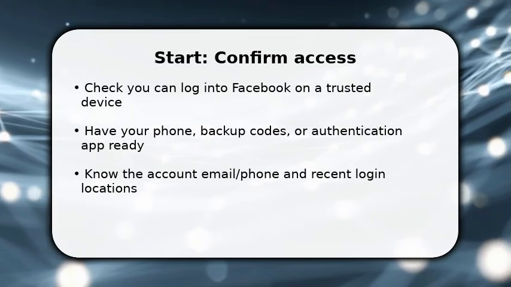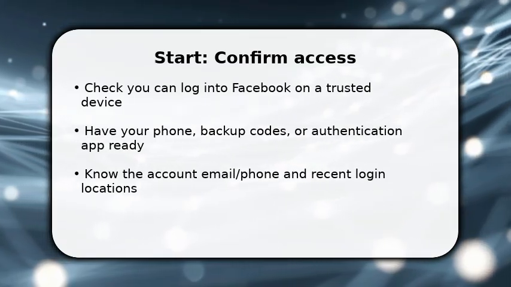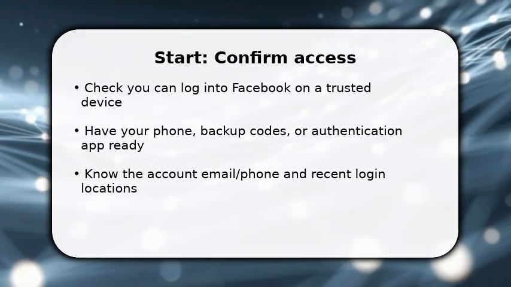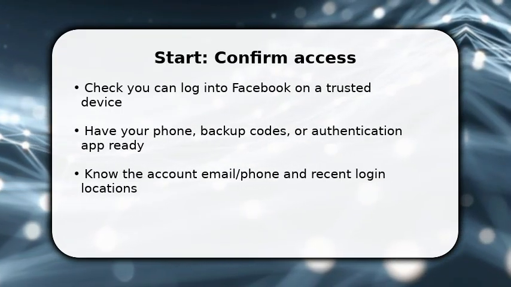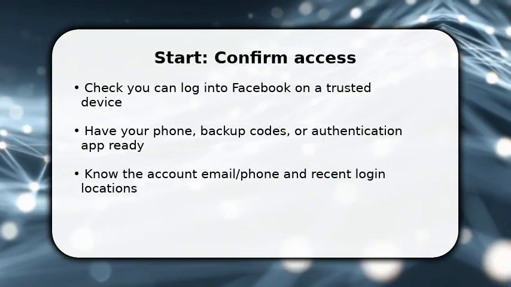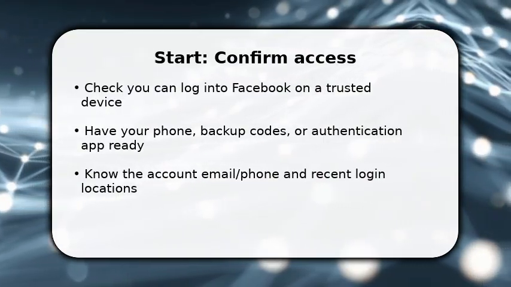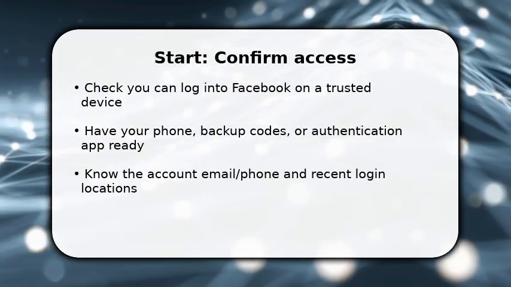Enjoy the video. You're starting by confirming basic access. Log in on a device you trust so Facebook recognizes it. Once logged in, go straight to Settings, Security and Login to find two-factor authentication. Make sure your phone number and email are current because Facebook will send a confirmation code.